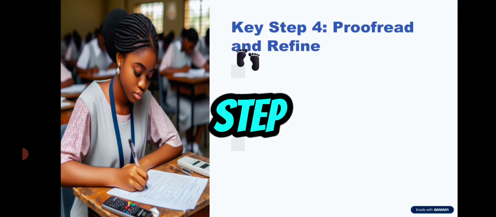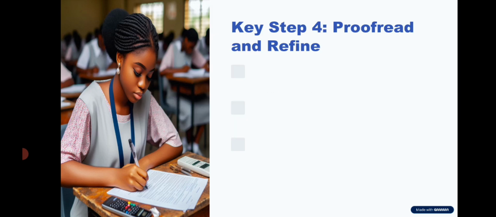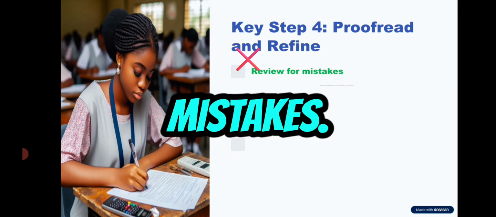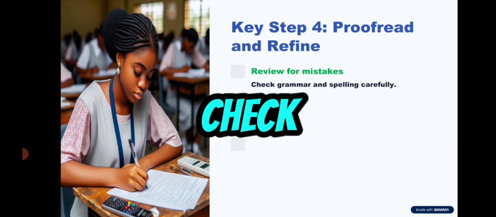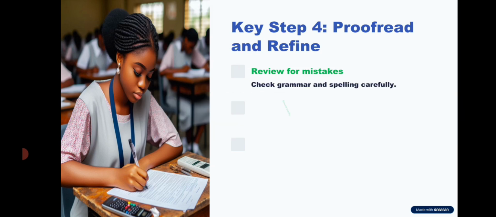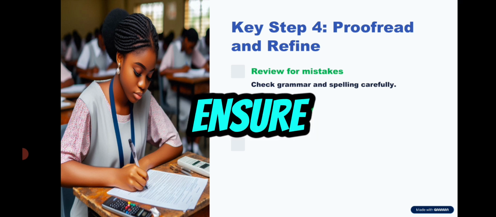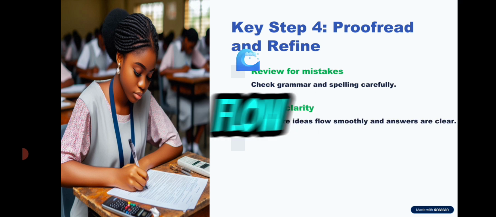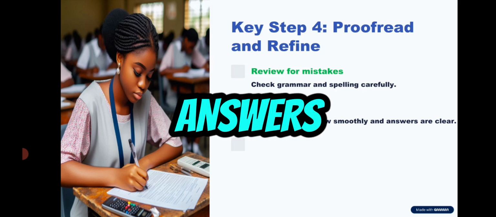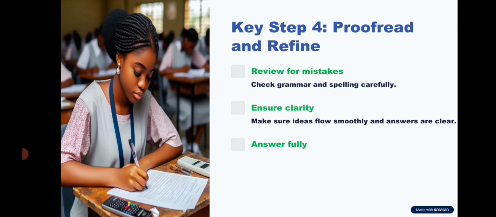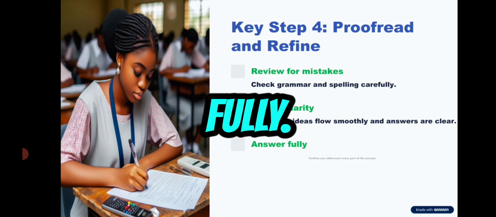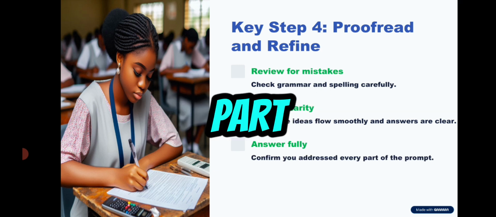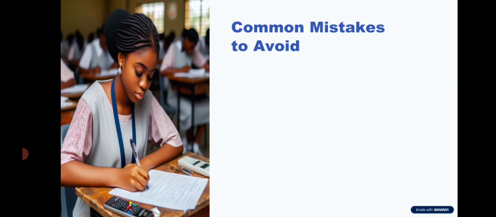Key step 4: proofread and refine. Review for mistakes. Check grammar and spelling carefully. Ensure clarity. Make sure ideas flow smoothly and answers are clear. Answer fully. Confirm you addressed every part of the prompt.